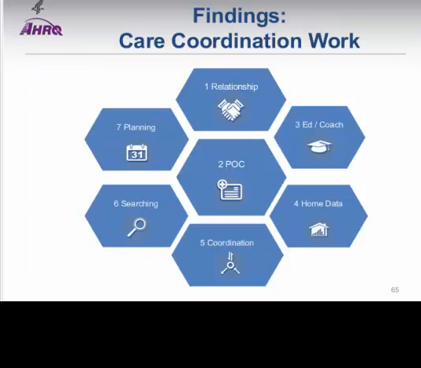So now to talk about our findings, the way we organized the information was into basically 7 types of work. The first work was relationship building activities between the care coordinator and the patient. And at that point in time, the plan of care in the middle was created and was established. There were educational activities and there was a coaching role for the care coordinators. There was collection and review of home monitoring data. There were coordination activities with other members of the care team.